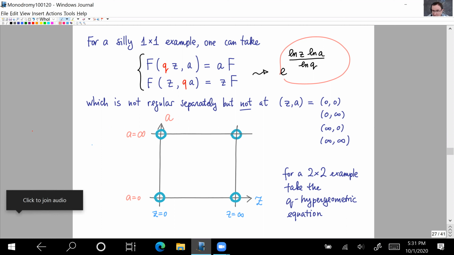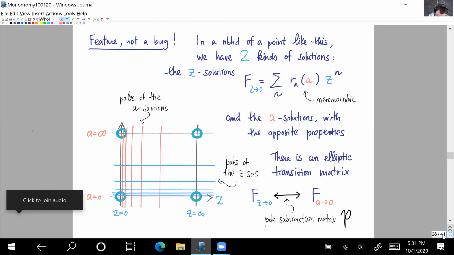And of course, this is a silly example, but if you want a non-silly example, you can take the 2-by-2 hypergeometric equation. As I said, there's some combination of A in which it's regular, and then there's a Z, and this will not be regular jointly. You may think it's bad, but in fact it's a feature, not a bug, because this means that in the neighborhood of my one given point, I have in fact two different series of two different solutions.